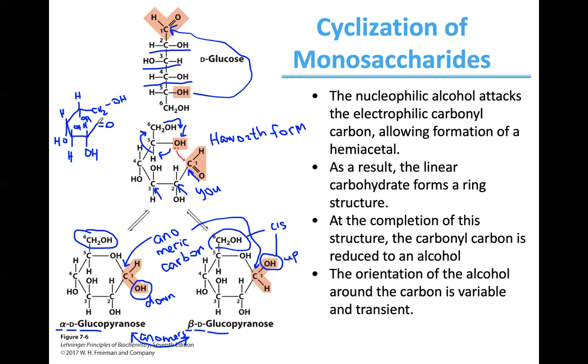And then if I continue looking, if I'm going to continue converting this into the Fischer projection, again, OH right, OH left, OH right, and OH right again. So my two OHs are both on the same side, right? So the OH on carbon 5 is to the right. That's carbon 5.